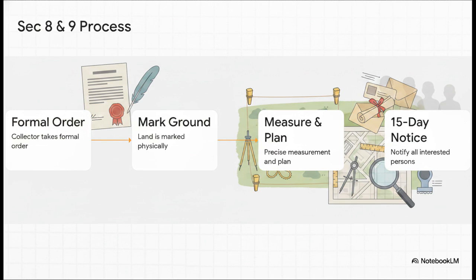And fourth, and please pay attention to this one because it's incredibly important, you have to serve a minimum 15-day notice to all interested persons. We're talking occupiers, co-proprietors, mortgagees. They're required to come forward and state their exact compensation claims.